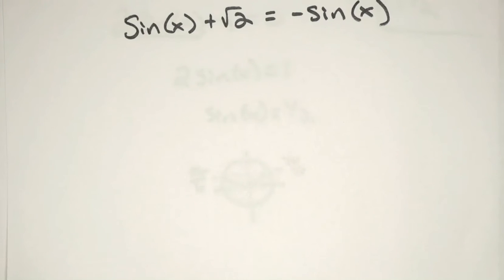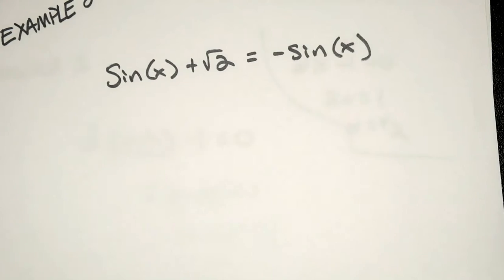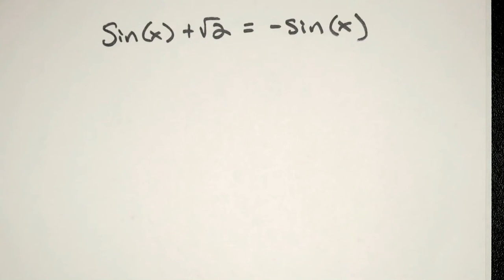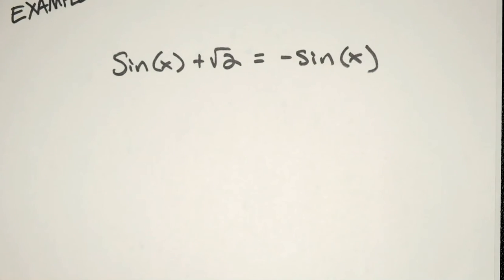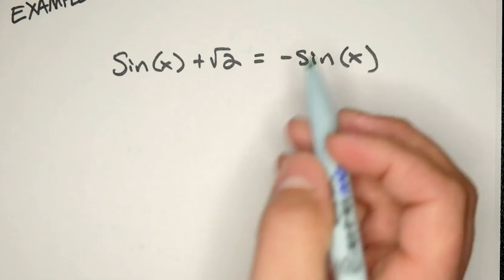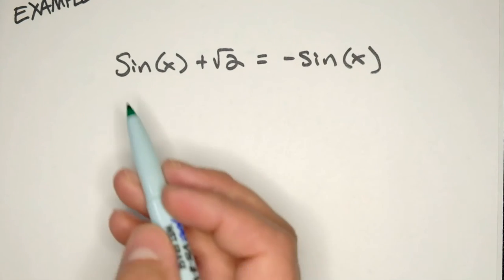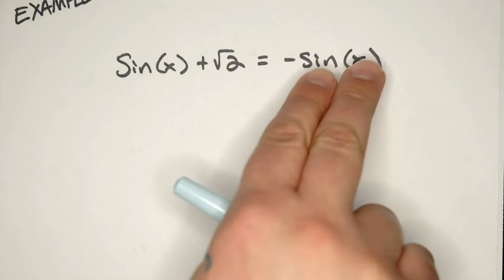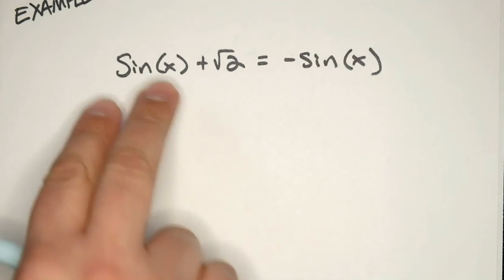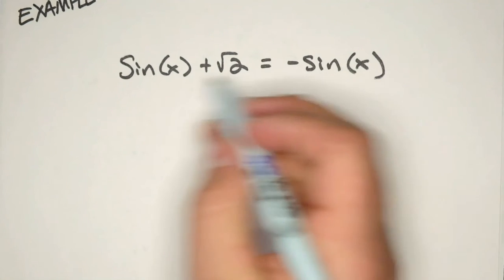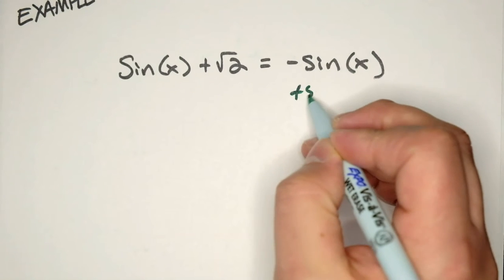Here I've got sine of x plus the square root of 2 equals negative sine of x. Give that one a try. All right, I take it that you've paused the video and given it your best shot. Let's go through it together. What I want to do is get that trig function by itself. To do that, I'm going to add sine of x on both sides. Just like in algebra, we would get all the variables we're solving for over on one side of the equation. So add sine of x to both sides.